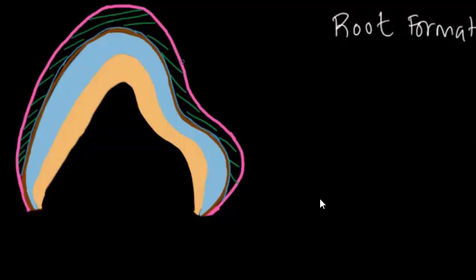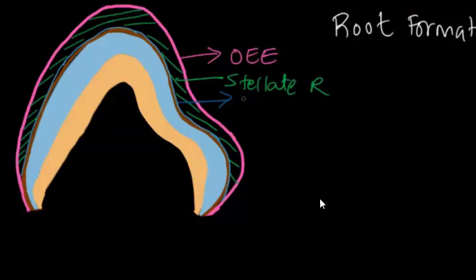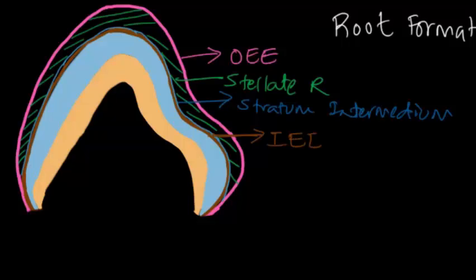So let's recap what we saw. The outer enamel epithelium in pink, then we have the stellate reticulum, then we have a single layer of flattened cells called the stratum intermedium, and the last layer of the enamel organ is the inner enamel epithelium.